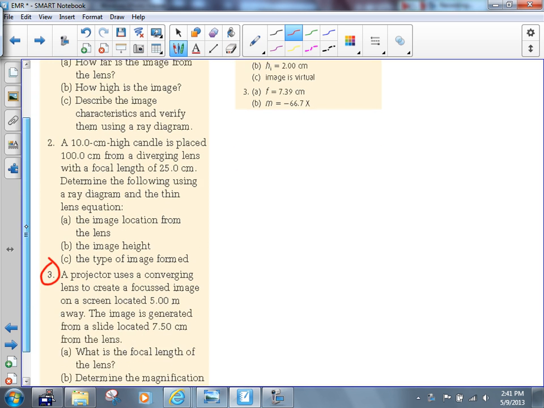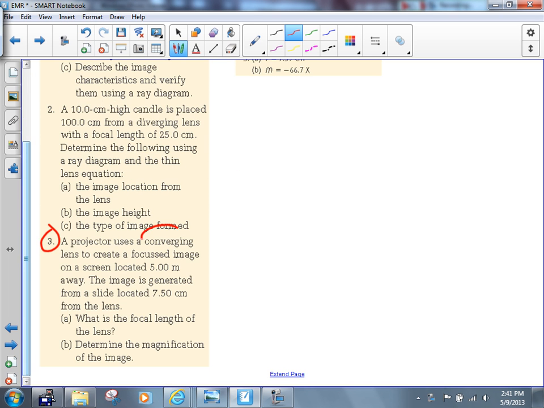It says a projector uses a converging lens. This is what I do. When I see the words converging and diverging, I circle them, and then I indicate whether it's positive or negative. Now, if it's converging, it's positive. If you forget to circle it and you forget to worry about positive or negative, well, you're still going to get it right, because by default, you're going to make it positive.